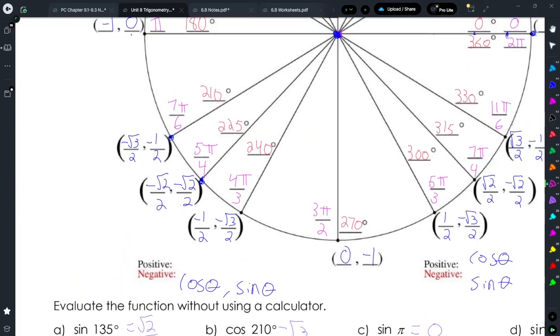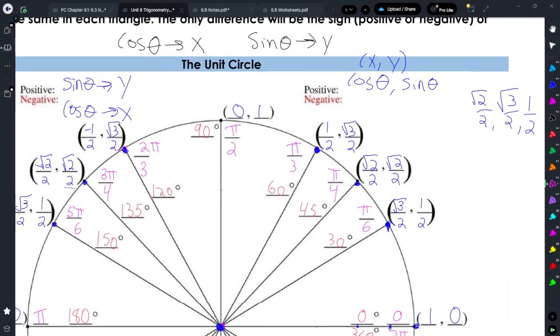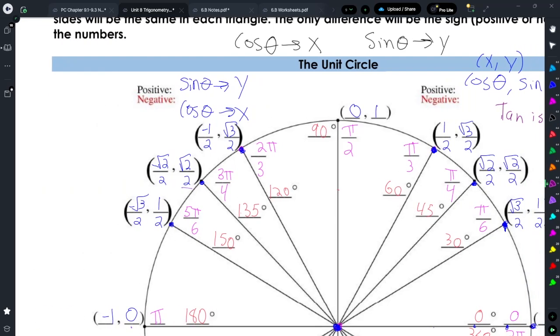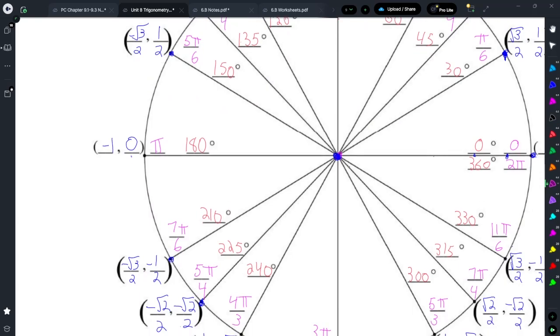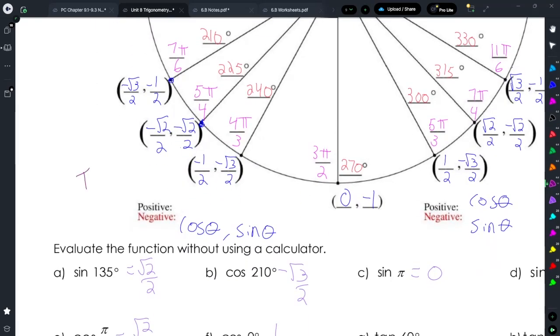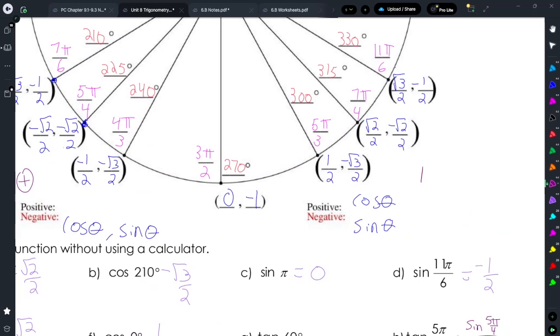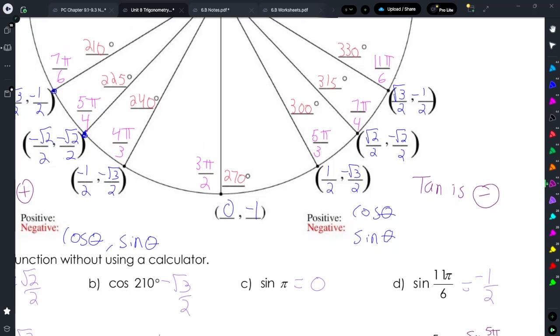So that might be something we should add up here. In quadrant 1, the tangent is positive. In quadrant 2, tangent is negative. In quadrant 3, tangent is positive, and in quadrant 4, tangent is negative as well, because the only way for your tangent to be positive is if you have a positive over a positive or a negative over a negative.